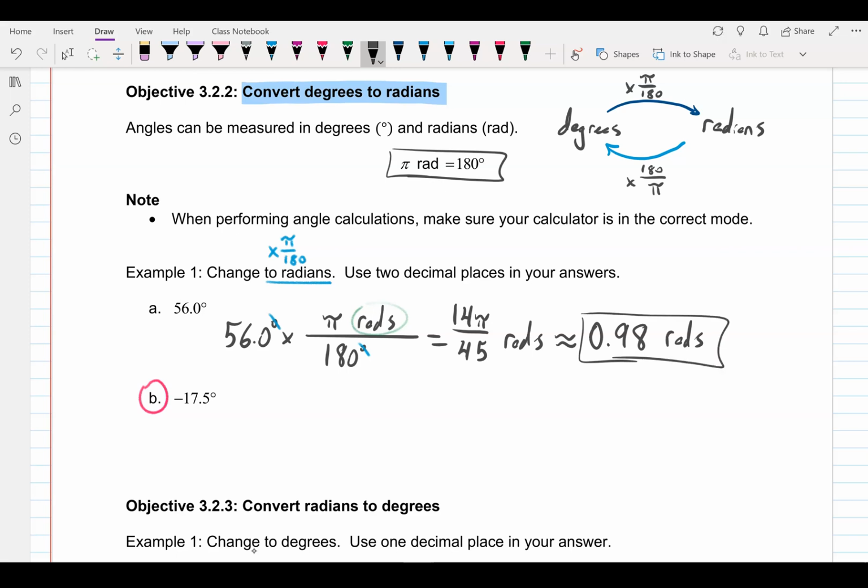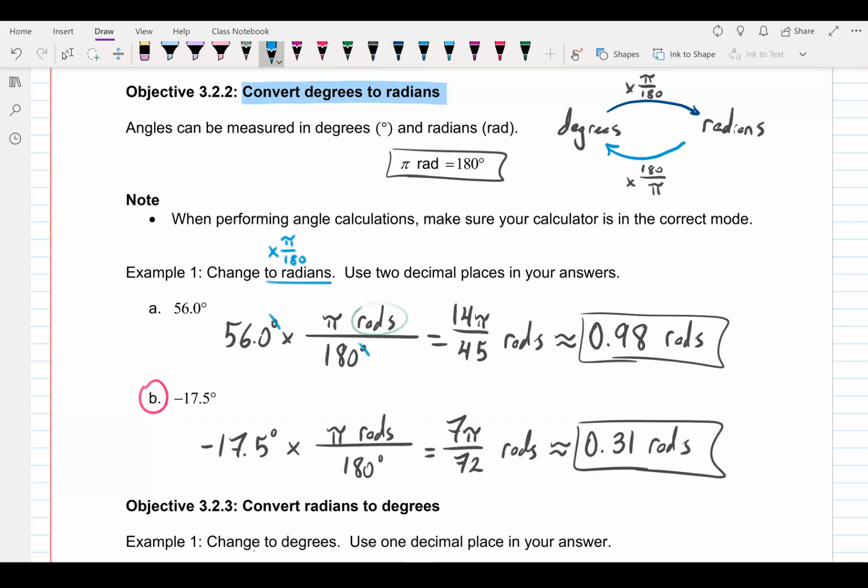I'd like you to try the second one yourself. Pause the video and give it a shot. In the meantime, I'll write the answer and you can see if it makes sense to you. And there we have it. The reason it works is that degrees will cancel on top and bottom, leaving radians.